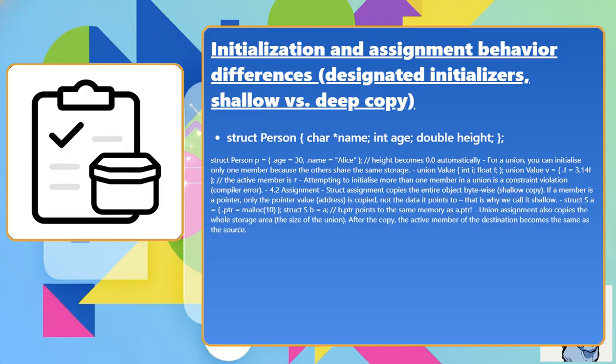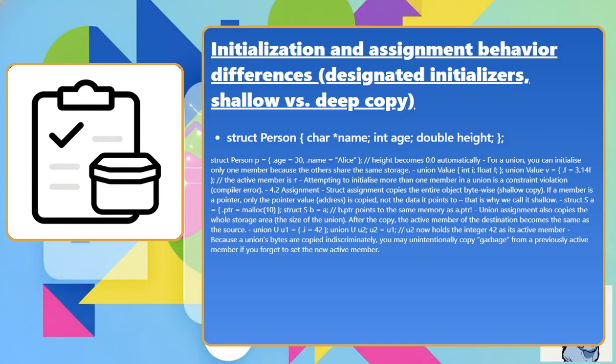Union assignment also copies the whole storage area, the size of the union. After the copy, the active member of the destination becomes the same as the source. union U u1 = { .i = 42 }; union U u2; u2 = u1; u2 now holds the integer 42 as its active member. Because a union's bytes are copied indiscriminately, you may unintentionally copy garbage from a previously active member if you forget to set the new active member.